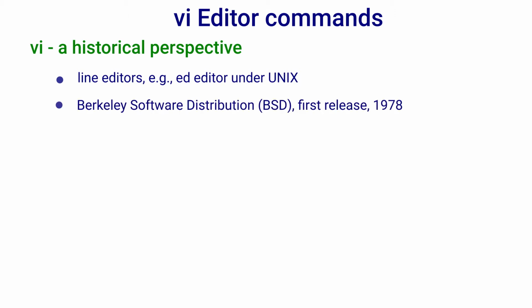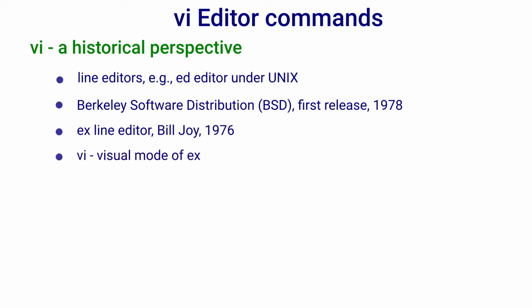Initially, we used to have line editors. You typed in commands which worked on one or more lines and you could print some lines. One prominent example is ed, the original editor in Unix. The Berkeley Software Distribution (BSD) came out with the first release of Berkeley Unix in 1978 and it contained a line editor named EX. A year later, EX had a visual screen mode and the VI command would take the user straight to the visual mode.